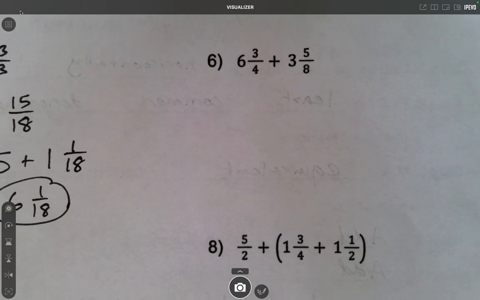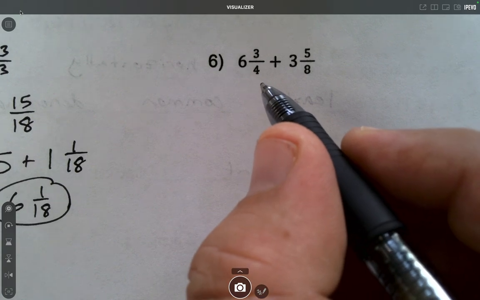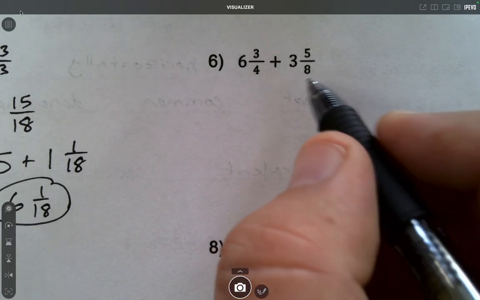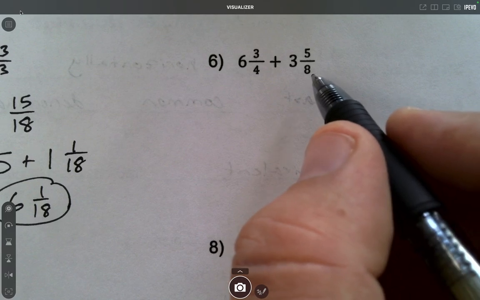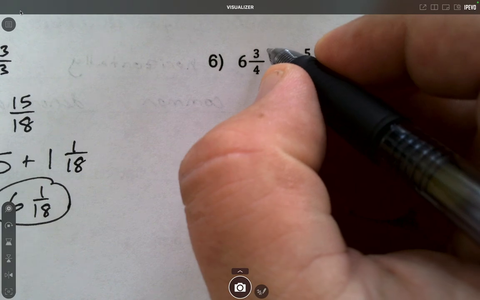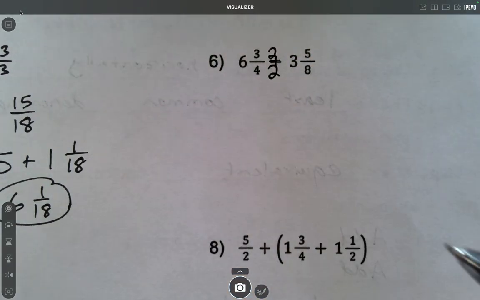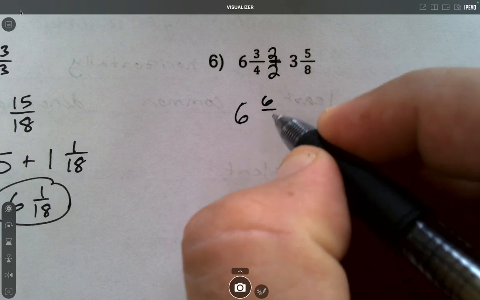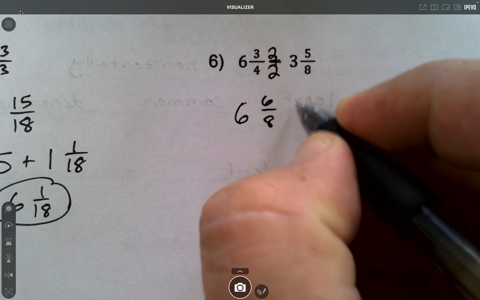Okay, number 6 is a little bit different from the others, but in a way that makes it a little bit easier, because the smallest number that both 4 and 8 will go into is 8. So we don't have to change this one at all. It's already the denominator we want it to be. We only have to change this one by multiplying the top and bottom by 2. Because once we do that, 2 times 3 is 6, 4 times 2 is 8.